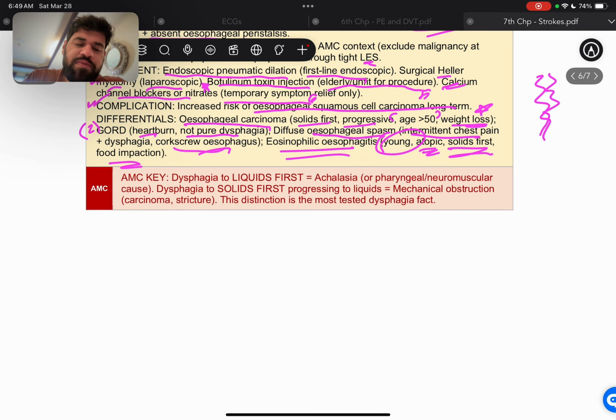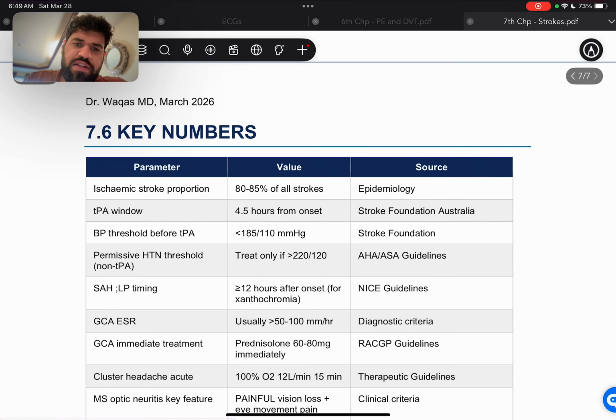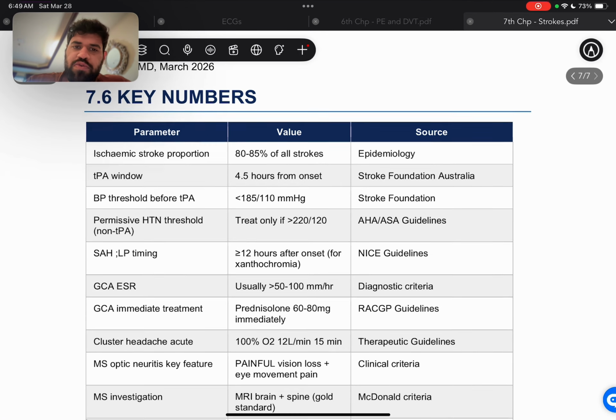All right. So the AMC key is going to be liquids first, as in achalasia or pharyngeal neuromuscular causes. Dysphagia to solids first is going to be due to mechanical obstruction, and this distinction is the most tested dysphagia fact. And here we have the key numbers, and because the topic is really short, there are no MCQs in this topic.